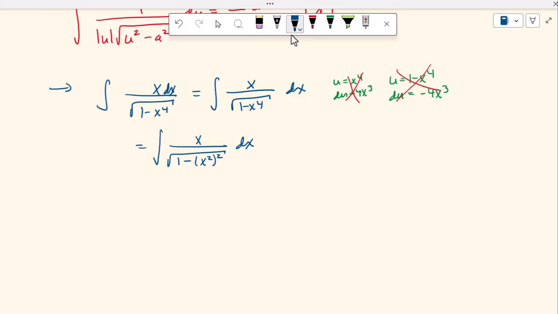So this fits the form a squared minus u squared, so I think that this will fit the integral of du over the square root of a squared minus u squared, which is inverse sine of u over a plus c. Okay? So that fits that form if I can make it work. So let's look for our pieces and parts.